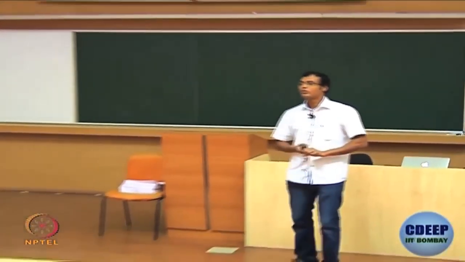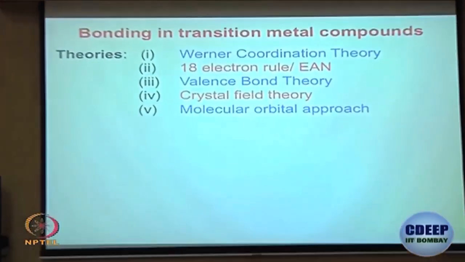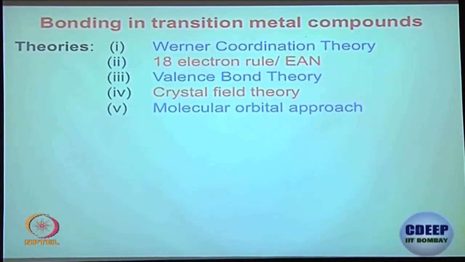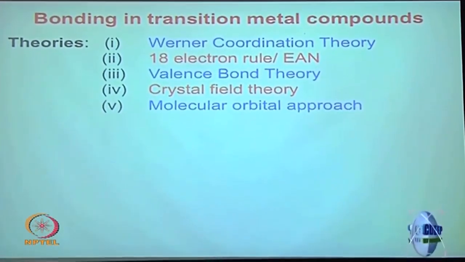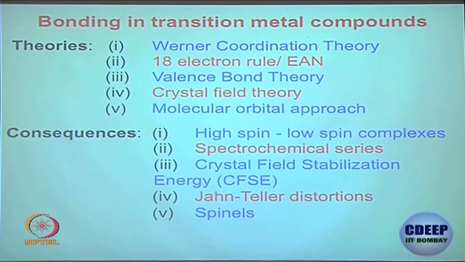In this, we will be particularly focusing on these theories: Werner coordination theory, 18 electron rule, valence bond theory, crystal field theory, not too much perhaps on the molecular orbital approach. Also, we are expected to learn high spin, low spin complexes, spectrochemical series, crystal field stabilization energy, Jahn-Teller distortion, and finally about the spinels. So these are roughly the topics I am going to cover today.